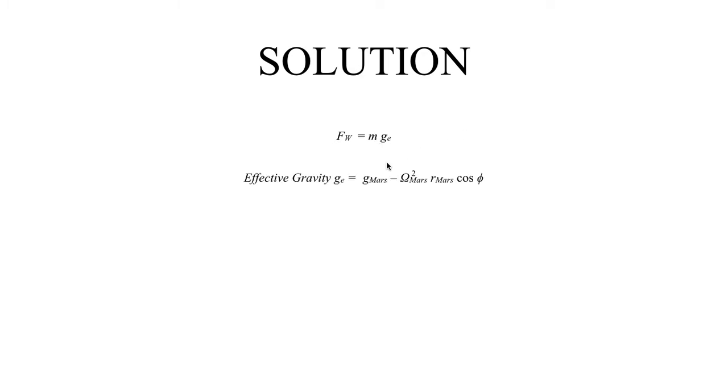Doing that, we get this equation up here, and then we determine what exactly the effective gravity is. That's equal to the acceleration due to gravity on Mars, just the regular value, minus the angular velocity of Mars's rotation, times the radius of Mars, and then times the cosine of our latitude. Since we're at the equator on Mars, our latitude is in fact 0 degrees. So our force of weight will simply be equal to mass times this entire expression substituted in for effective gravity, and then from there we simply plug in the values that we were given.